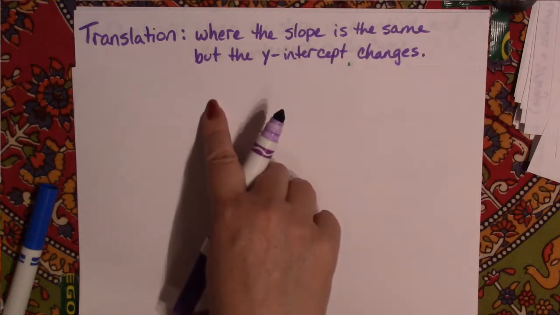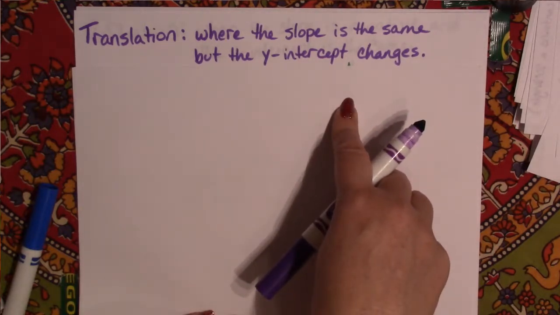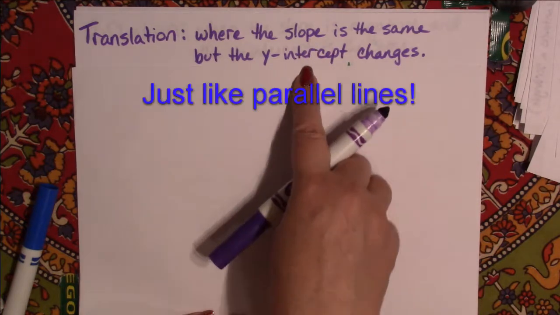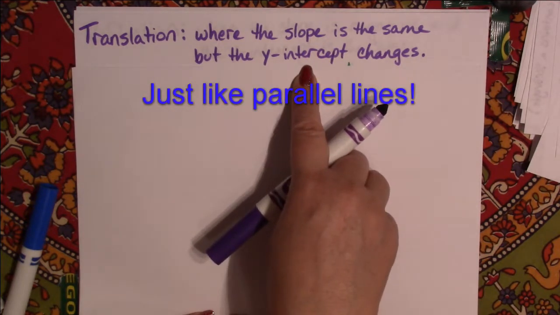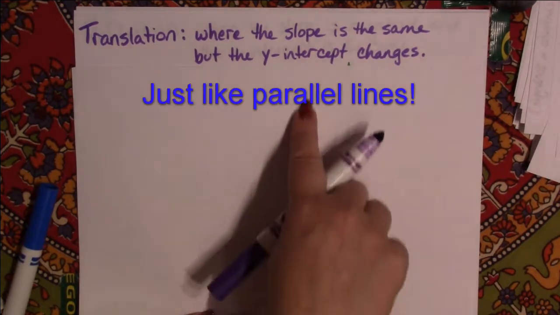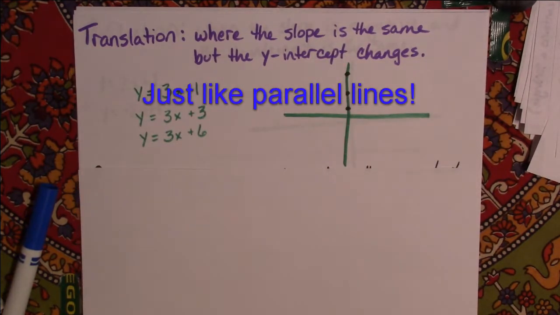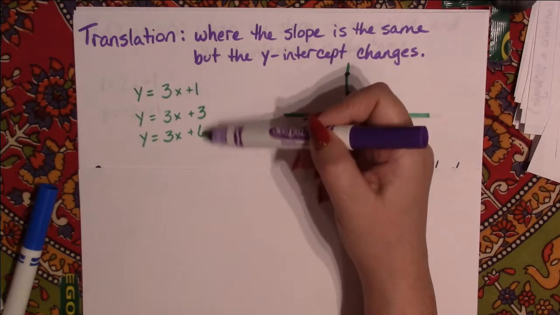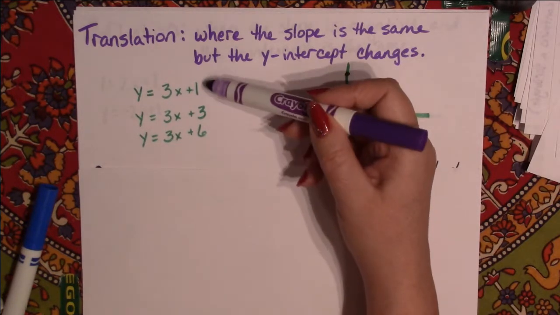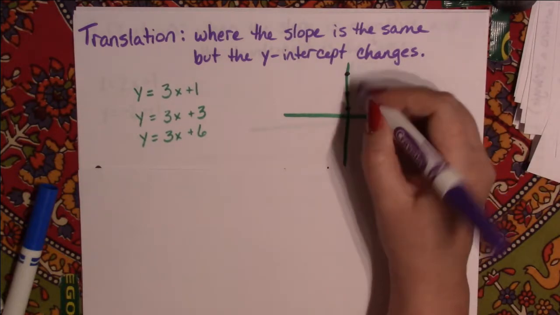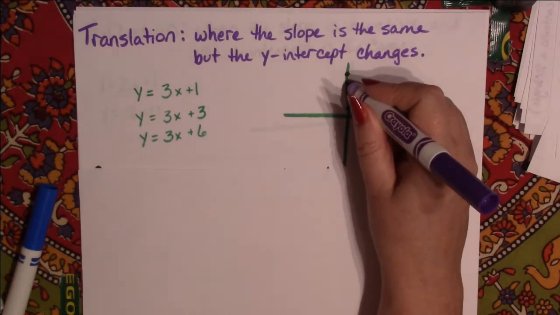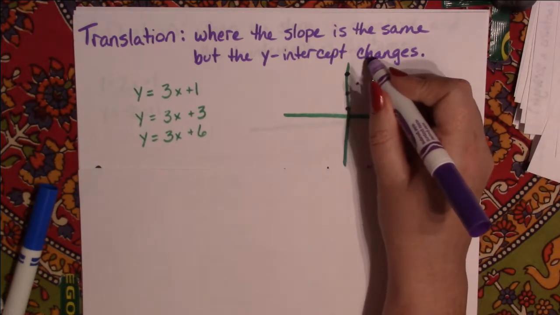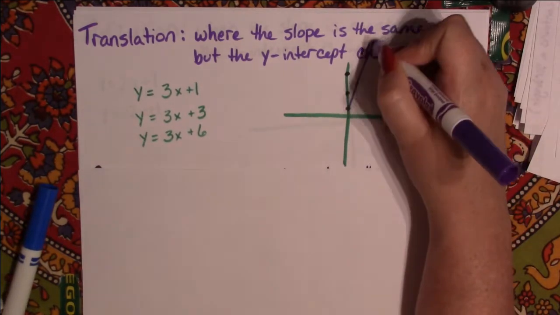A translation is when we slide a line. And this is where the slope of the line is the same, but the y-intercept changes. As we slide our line up and down, the slope of it stays the same. So that family of functions looks like this, where starting at 1, we go up 3 and over 1, up 3 and over 1, and we end up with this line.